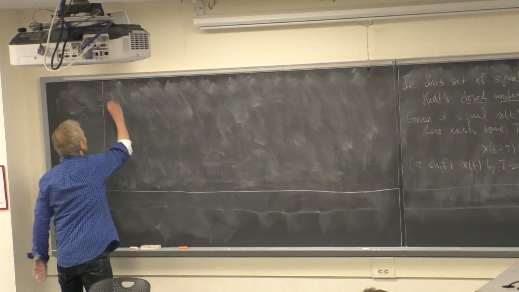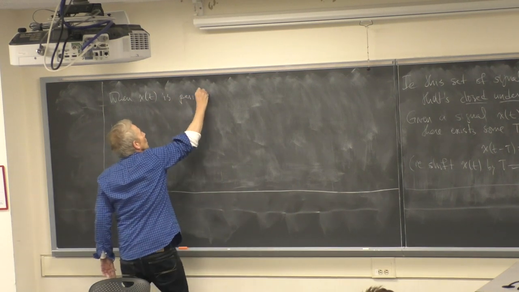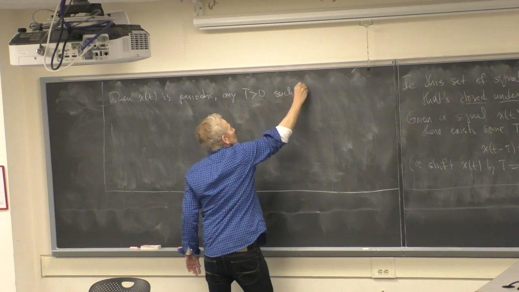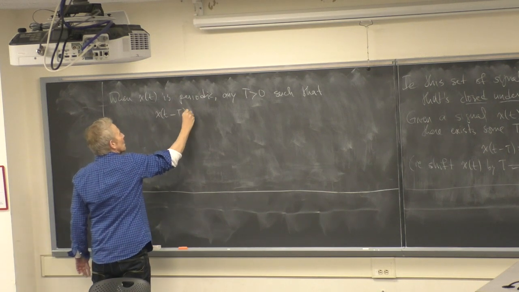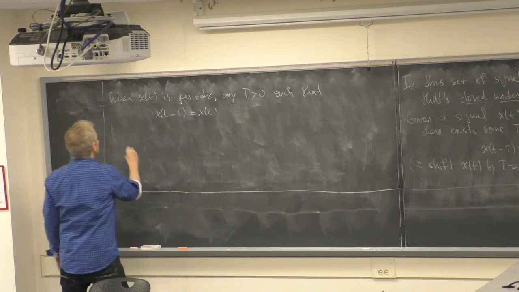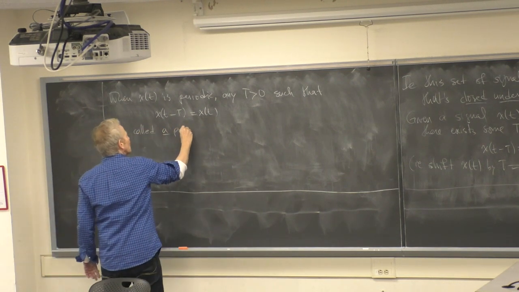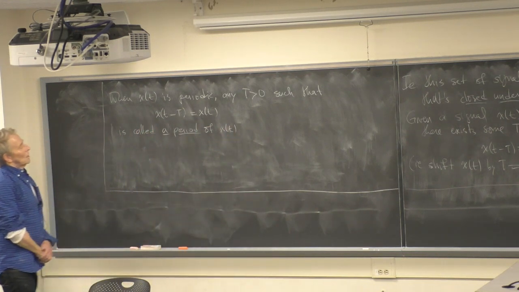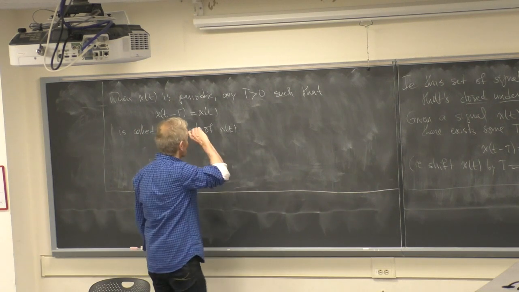So when x of t is periodic, any capital T such that x of t shifted by that capital T is x of t all over again is called a period, indefinite article, of x of t. And so the fundamental period is the smallest period of x of t when x of t has one.